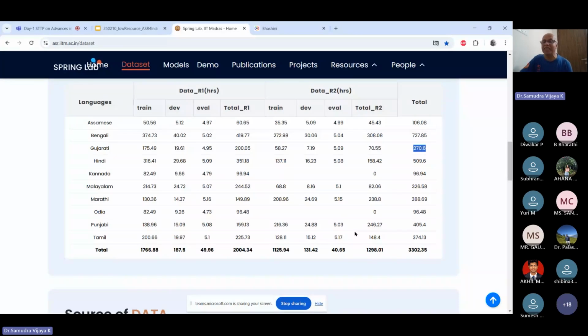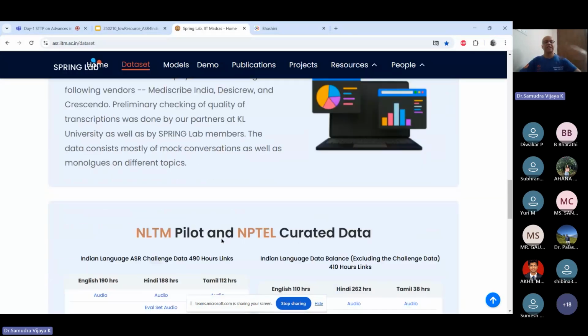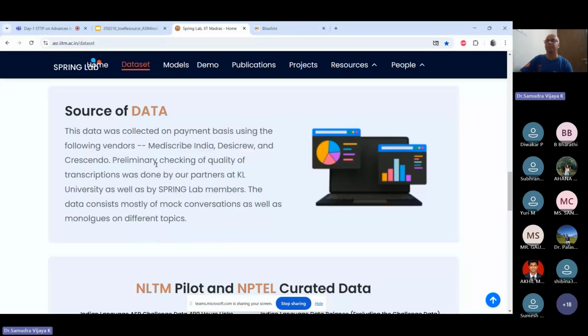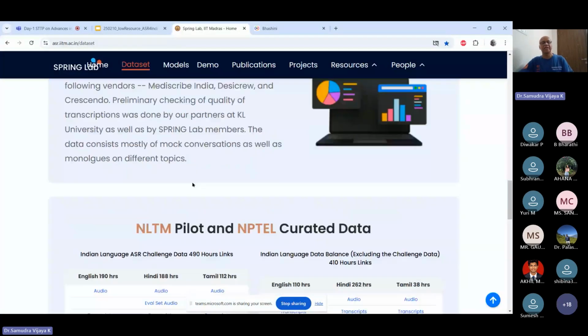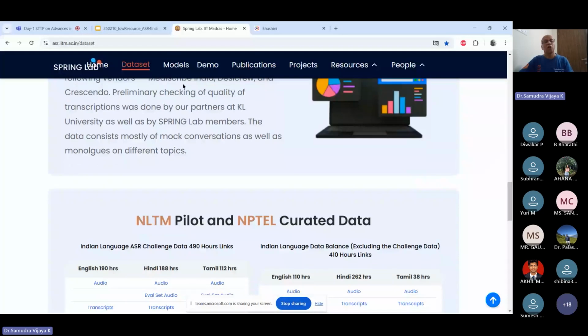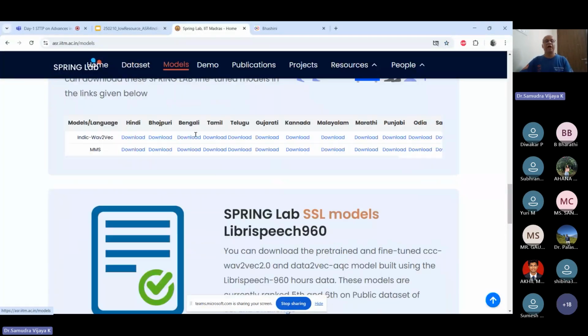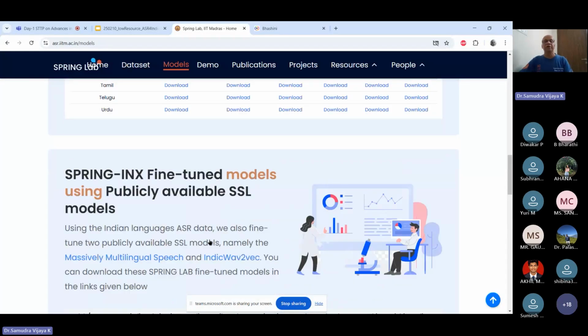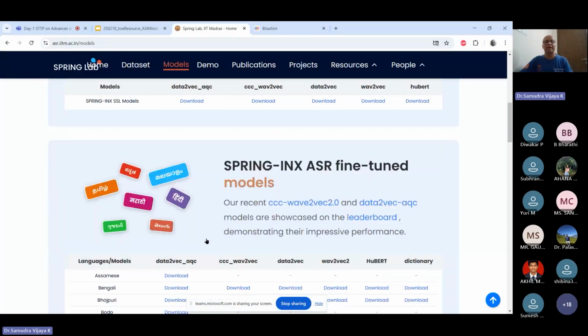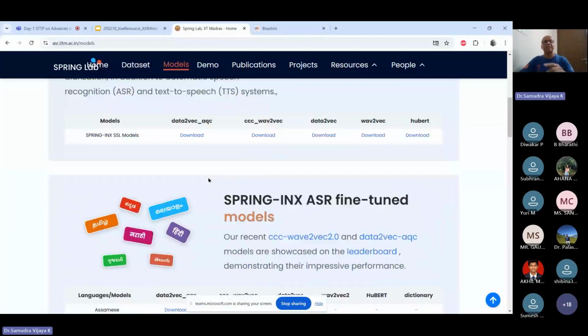You see that these are all in hundreds of hours of speech data in major languages, and data was collected by private partners, companies, and data was curated. They are available in various sources. Now, not only do they allow you to download the data, but they also give various models. Let's look at that. So models are available.